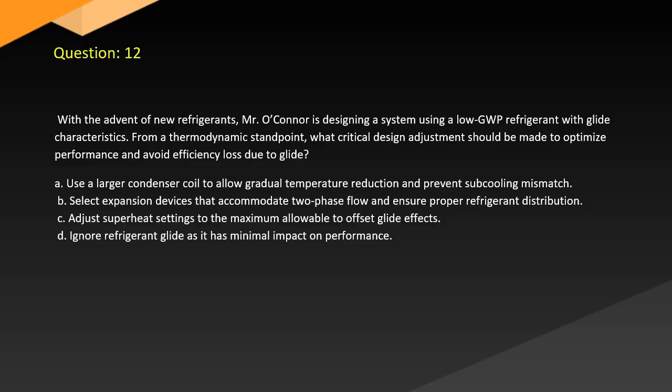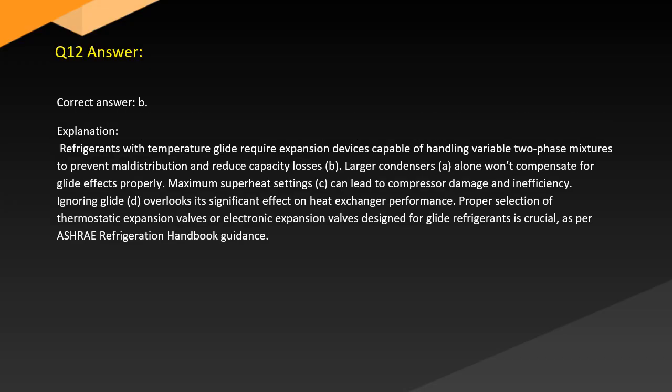C. Adjust superheat settings to the maximum allowable to offset glide effects. D. Ignore refrigerant glide as it has minimal impact on performance. Answer. Correct answer: B. Explanation. Refrigerants with temperature glide require expansion devices capable of handling variable two-phase mixtures to prevent maldistribution and reduce capacity losses.